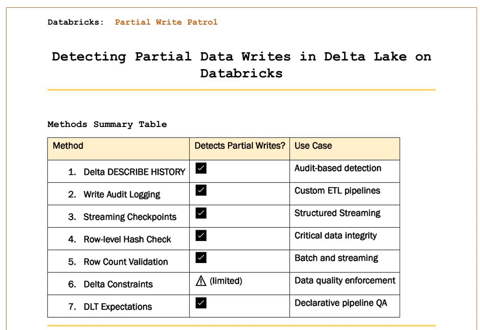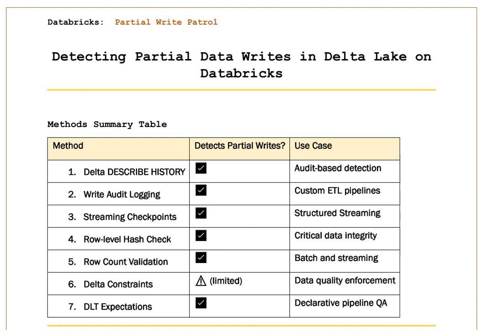Got it. So how do we catch this? What's the first tool in our toolbox? The first one is built right into Delta Lake. It's DESCRIBE HISTORY. The audit trail. Exactly. DESCRIBE HISTORY keeps a detailed log, like an immutable record, of every single operation on your table. Write, merge, delete, you name it. Now, for spotting partial writes, you look at the operation column, make sure it says WRITE, and then the critical part is operationMetrics.numOutputRows.